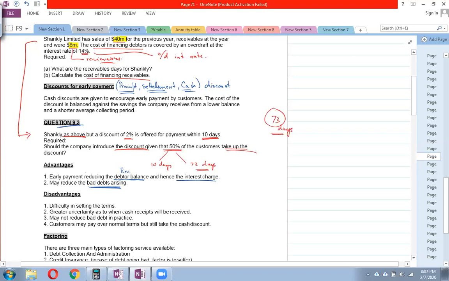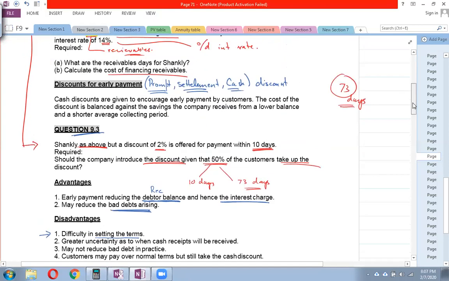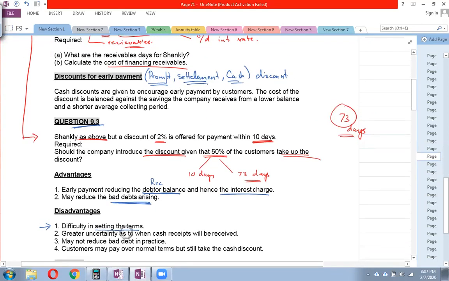But the disadvantage is the difficulty in setting terms. What should the terms be? Should we offer the discount if they pay us within 10 days? Should we say 20 days? Should we say 30 days? What should be the terms of the discount? That will be a difficult decision to make.